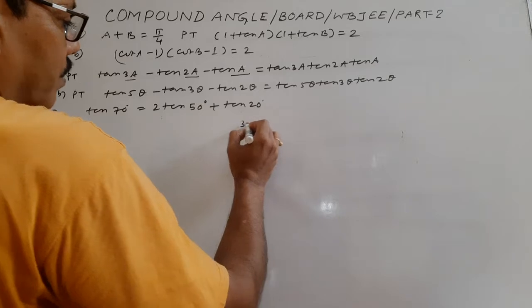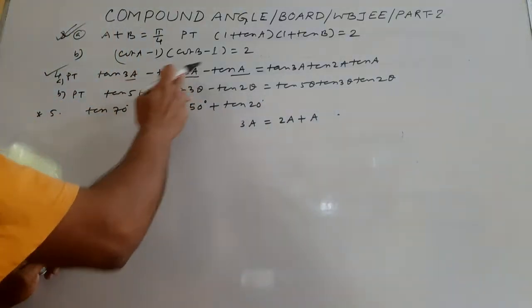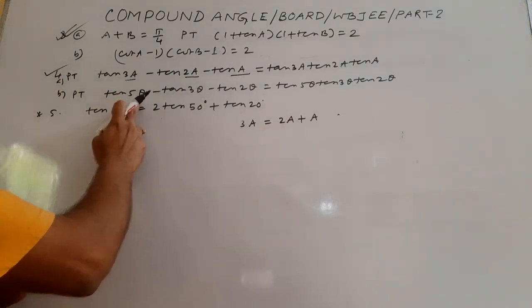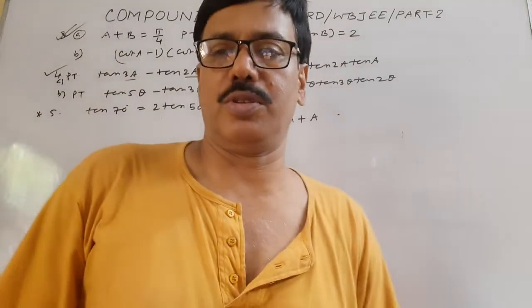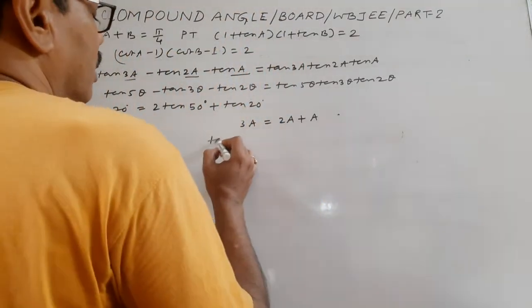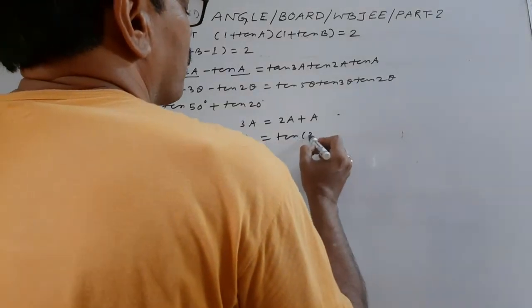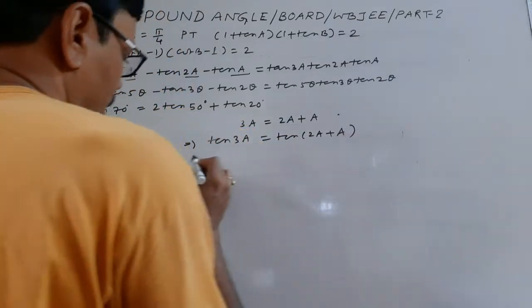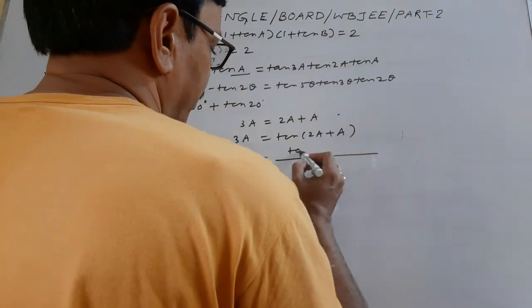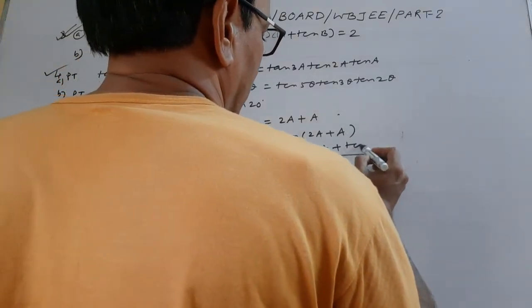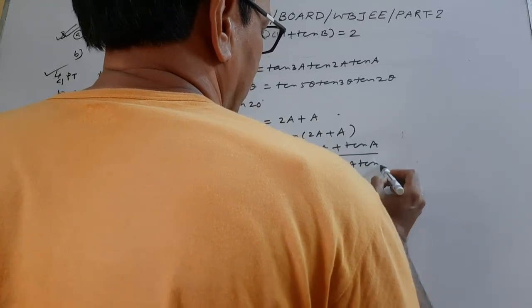So what is 3a? 3a equals 2a plus a. Look, for problem number B, 5 theta equals 3 theta plus 2 theta. So 3a equals this. Take tan on both sides. Tan 3a equals tan of 2a plus a. So tan 3a equals tan 2a plus tan a over 1 minus tan 2a into tan a.